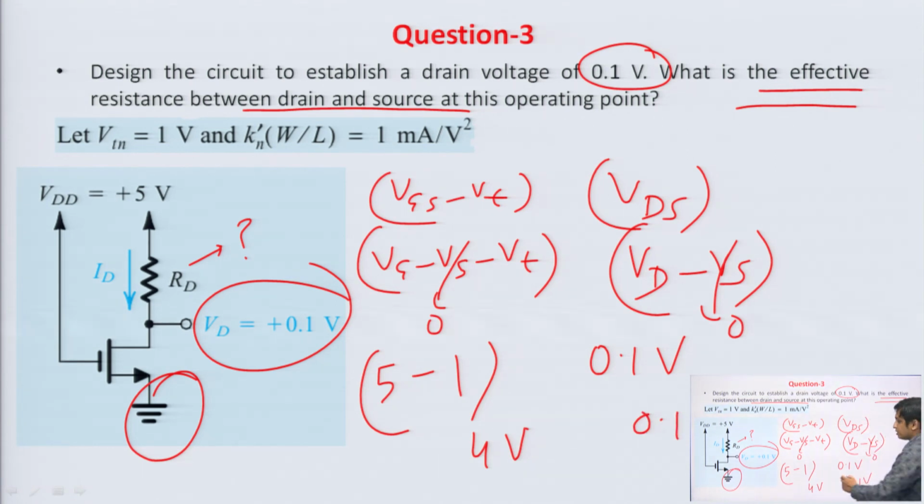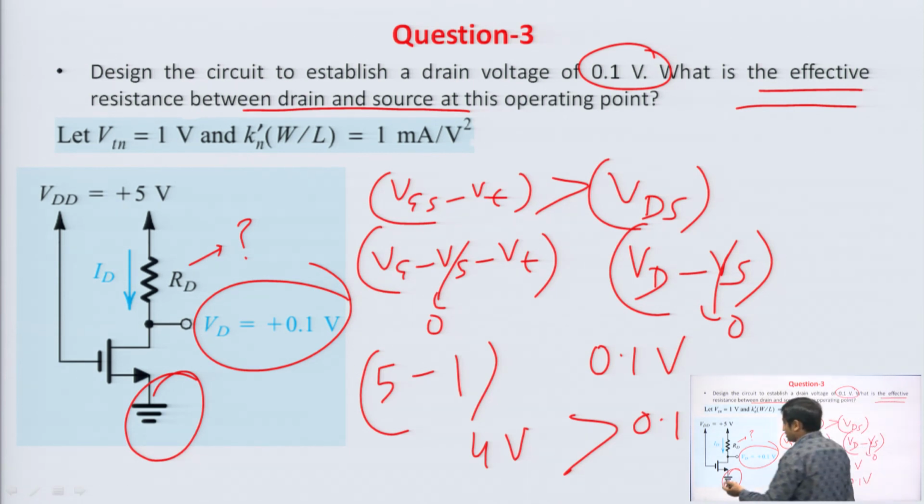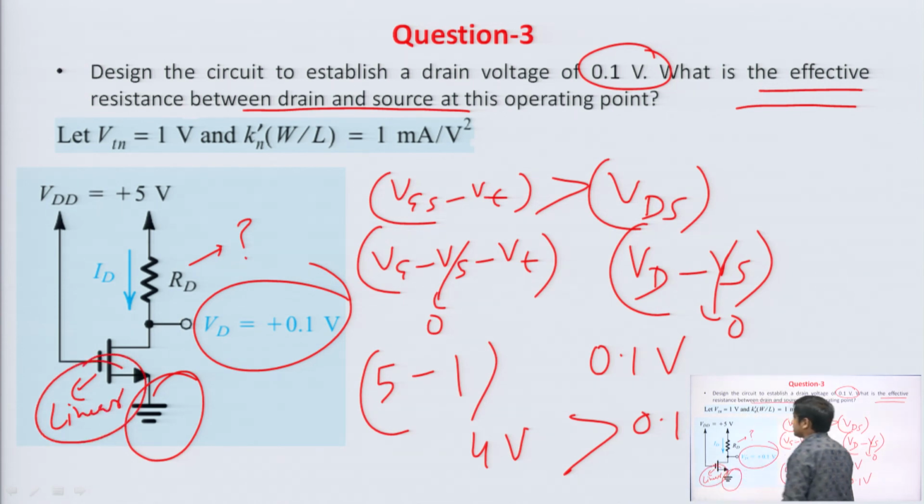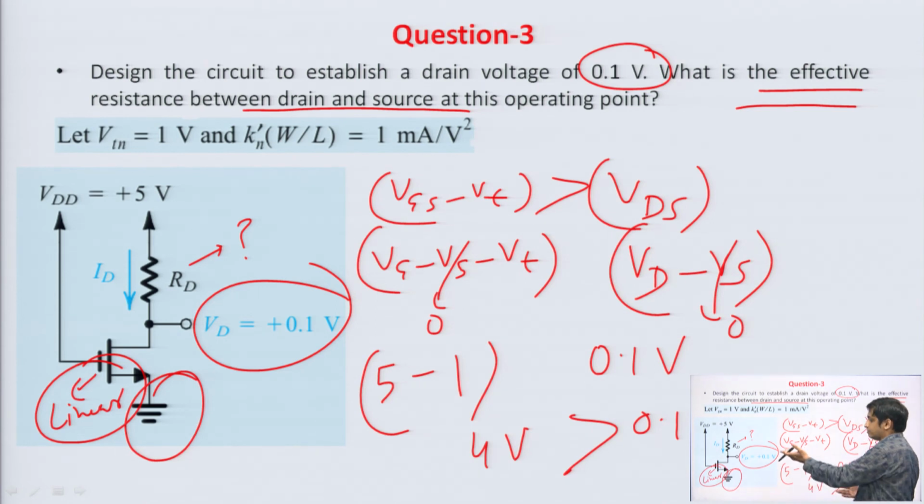So, which one is greater? Your left hand side is greater. So, your Vgs minus Vt is greater. So, your transistor is in linear region. So, the sufficient parameters are given, that is why we could easily find out the region of operation of the MOSFET, that is in linear region, fine.